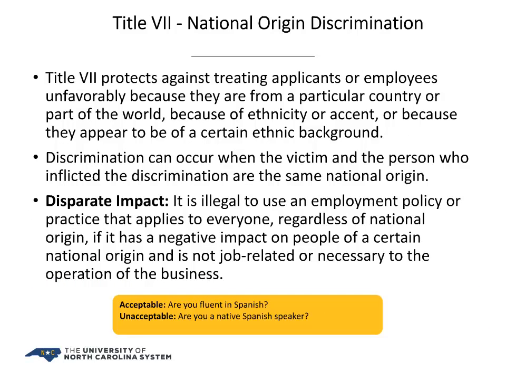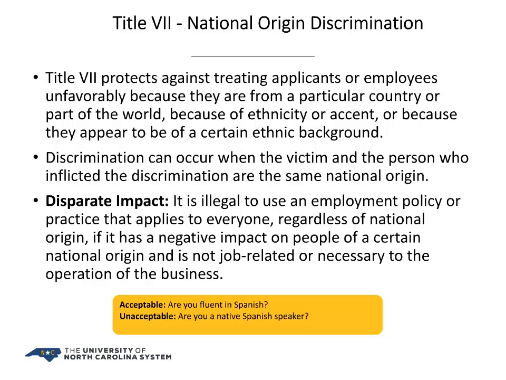Another protected group that falls under Title VII of the Civil Rights Act is national origin. National origin discrimination involves treating applicants or employees unfavorably because they are from a particular country or part of the world, because of ethnicity or accent, or because they appear to be of a certain ethnic background. It also protects those who are married to or associated with a person of a certain national origin.